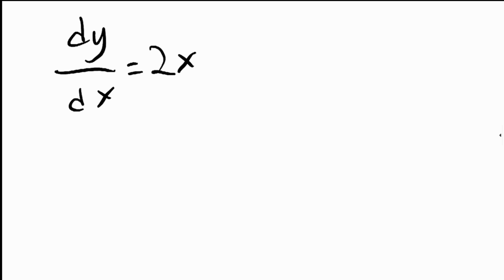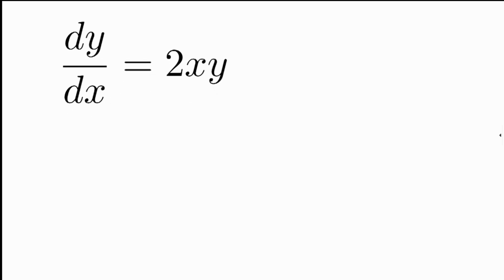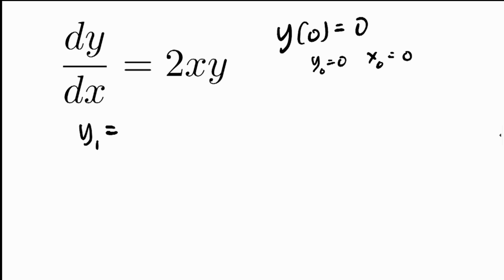Okay, so back to that problem, dy/dx is equal to 2xy. I'll make this a little bit fancy for you guys using math conversions. So this is the problem that we want to solve. Okay, and we're given that y of 0 is 0. That means that y0 is 0 and x0 is 0. Okay, so these are the initial conditions. By the formula, y sub 1 is equal to y sub 0 plus h times dy/dx at x0, y0.